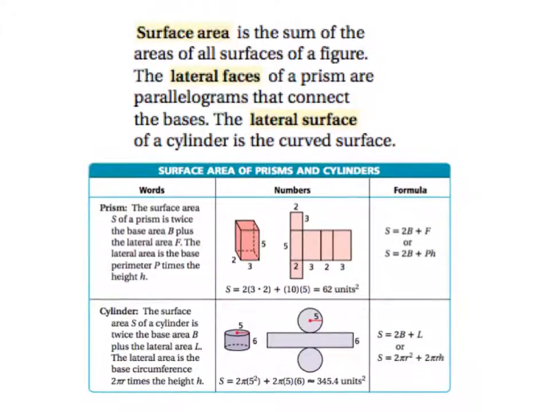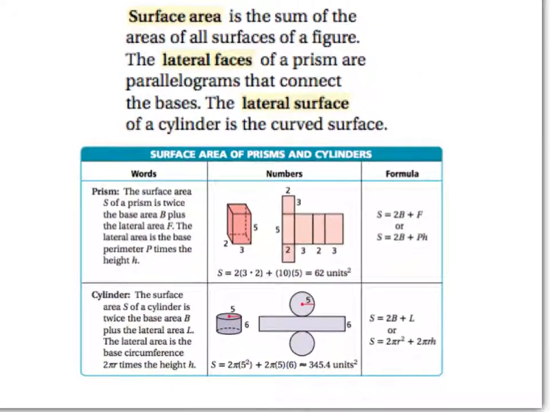So surface area is the sum of all areas of surfaces of a figure. The lateral faces of a prism are parallelograms that connect the bases. The lateral surface of a cylinder is the curved surface. So what they're talking about, you might want to write this down for yourself, is the surface area. They're asking what is the surface area, the area of each of these blocks in total.